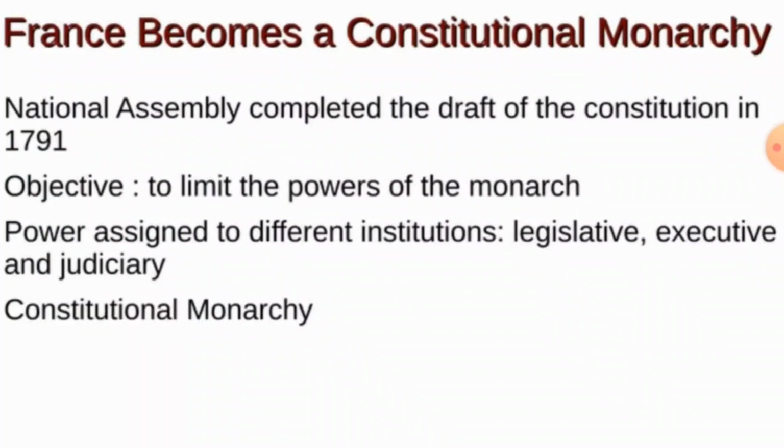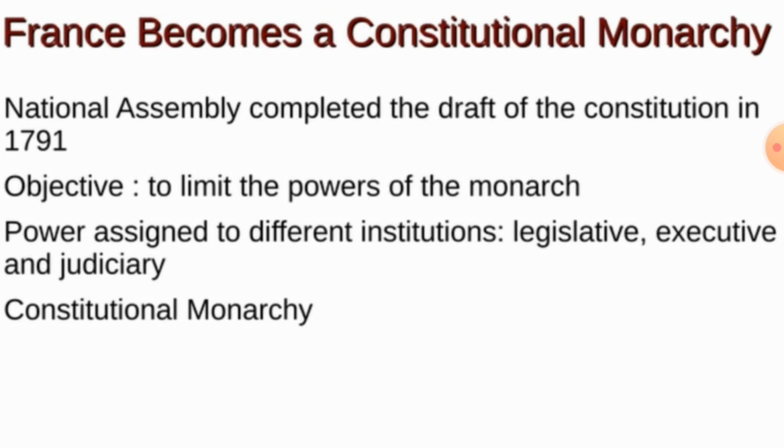The National Assembly was able to complete the drafting of the Constitution in the year 1791. The main objective was to limit the power of the monarch. Instead of power being in the hands of one person, now the power was separated and assigned to different institutions such as legislative, executive, and judiciary, just like how Montesquieu had proposed, and this made France a constitutional monarchy.